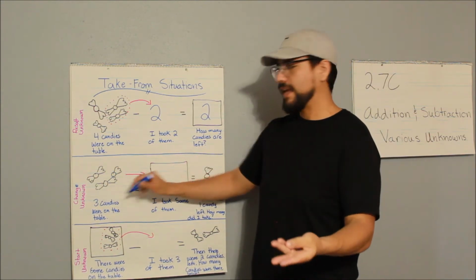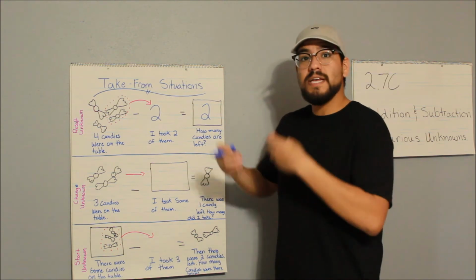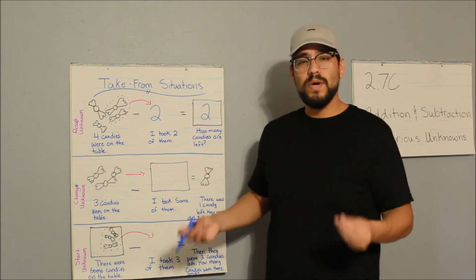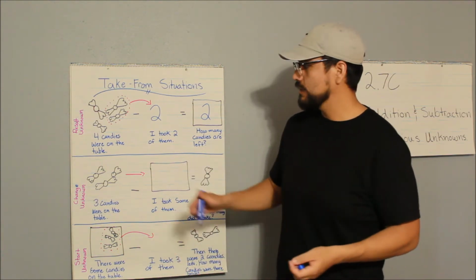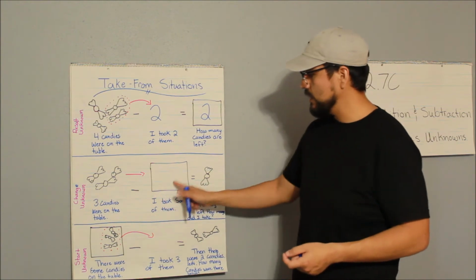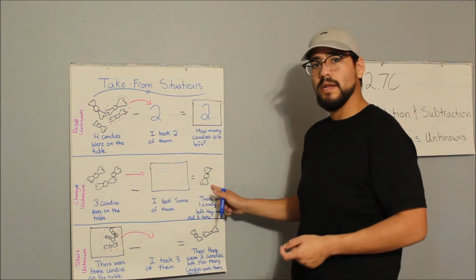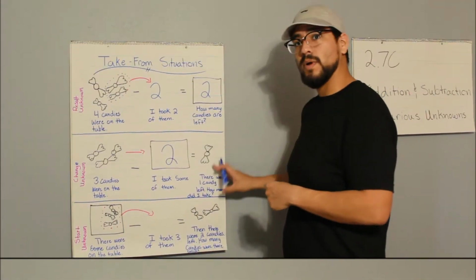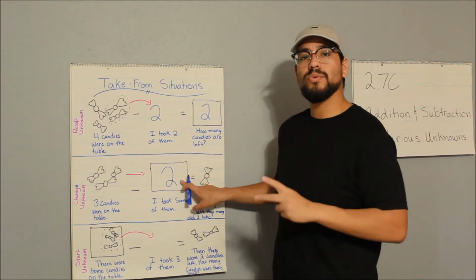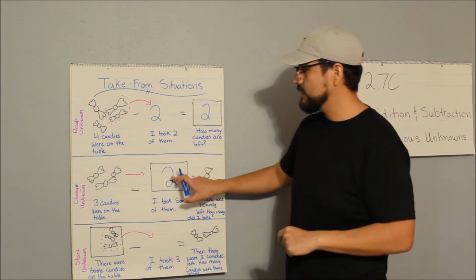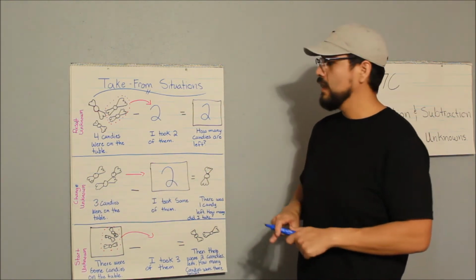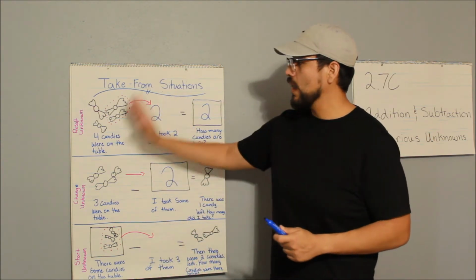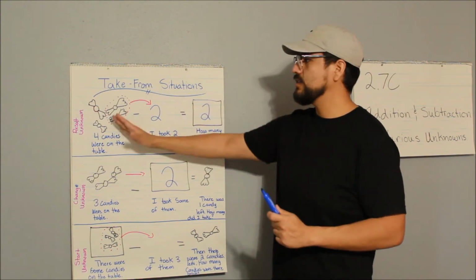So I had 3 candies. I took some. If I don't tell you how many I took, that is change unknown because I don't know what changed. I have to figure that out. So my equation would be 3 minus question mark equals 1. Since I know that there was 1 left, I most likely took 2 away, which gives me 3 minus 2 equals 1. If I don't tell you how many I took, that's my change unknown. If I tell you how many I have and how many I took, that's just a result unknown.